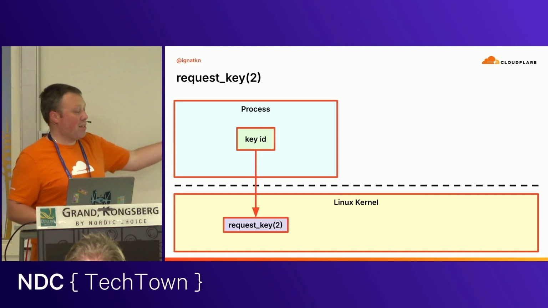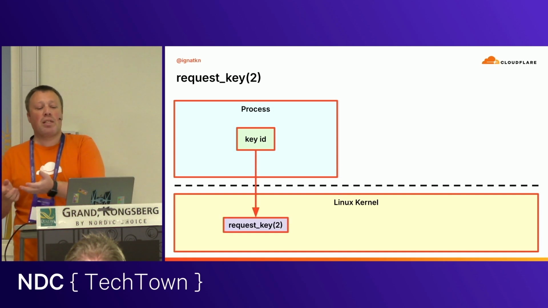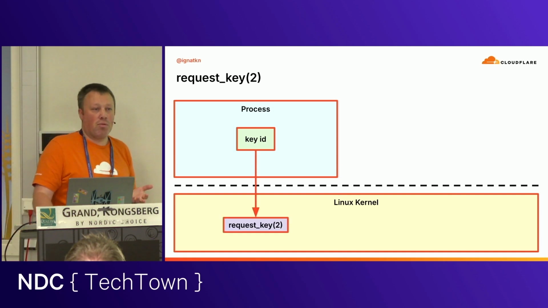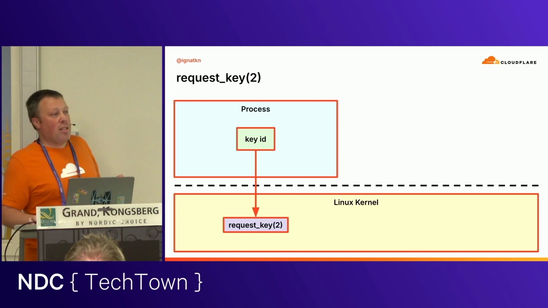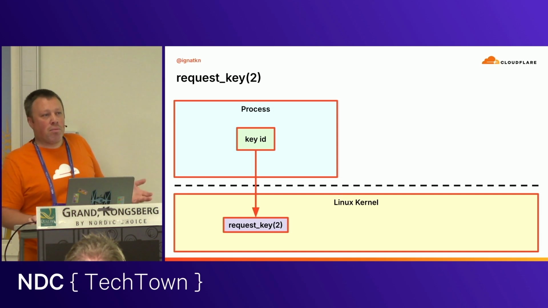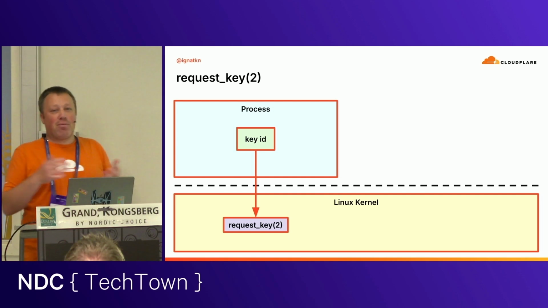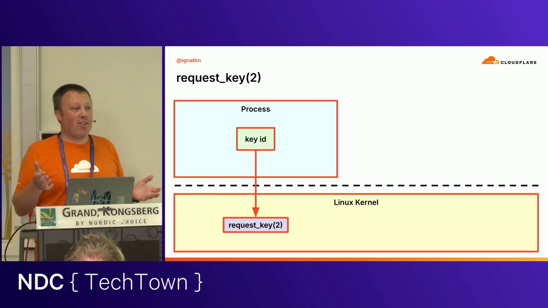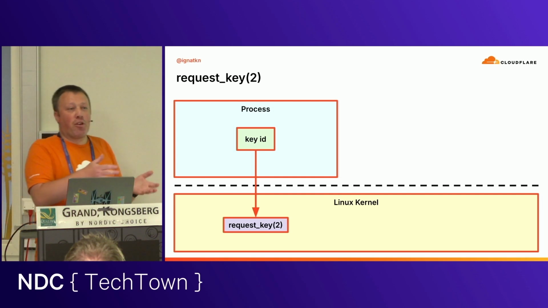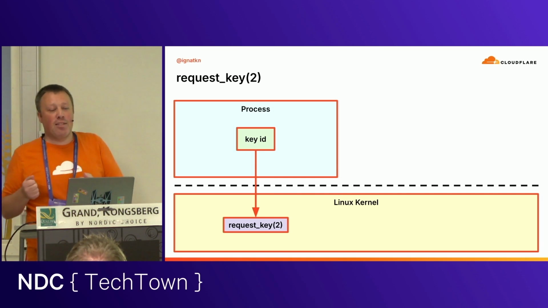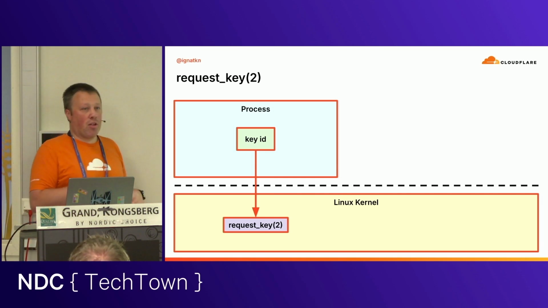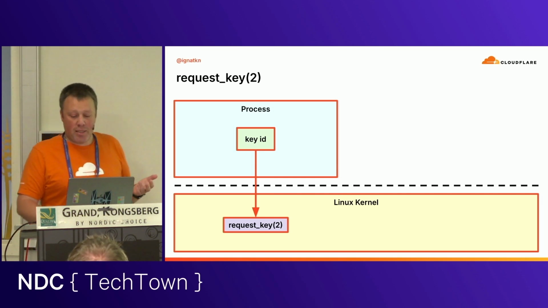So this is why it's called request key. It's requesting the key from the kernel, right? And the kernel is supposed to get these key bytes somewhere. Well, obviously everyone's setup is different, so your specific kernel doesn't know where to get your keys from. This is why the kernel needs a user space helper to do that.